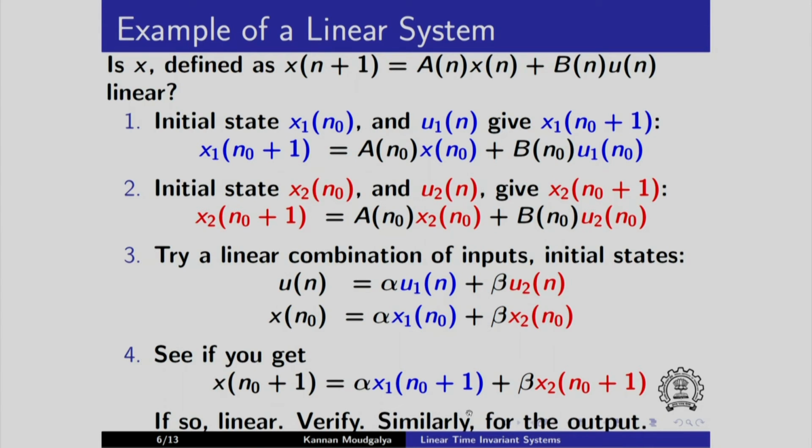Similarly, you can show that the output equation also is linear, and you can show this for all n values in the future. So, we call the system a linear system.